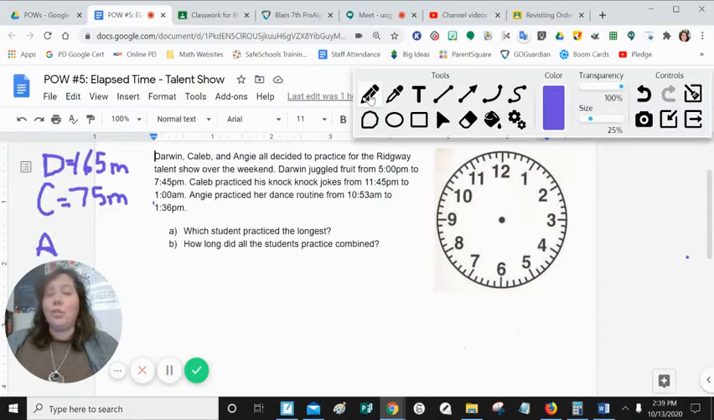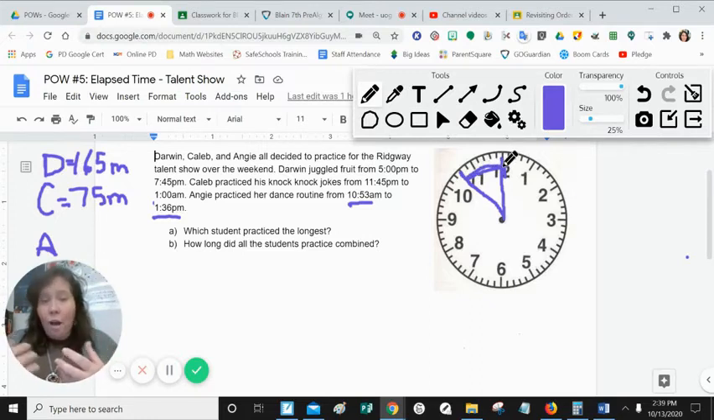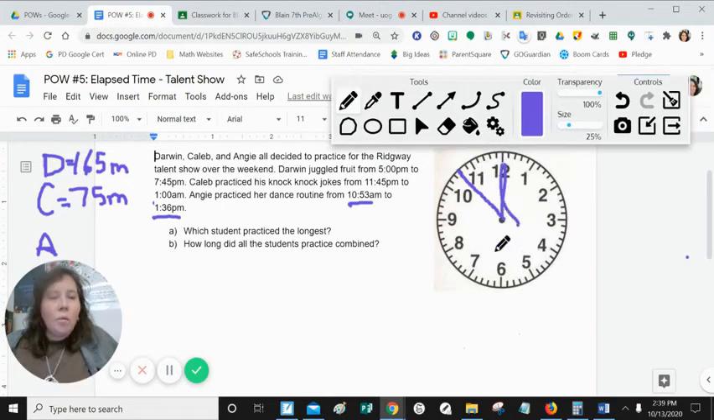Angie is our last student. She practiced from 10:53 to 1:36. So again, I will take the 10:53 time, which will be right here on my clock, and I will figure out what this block of time is. Since I have less than 2 blocks of 5, I'm going to count the little marks, and I have 7 minutes.